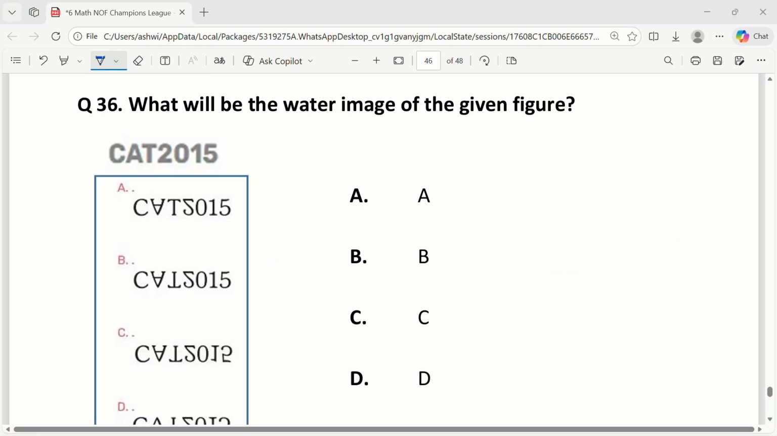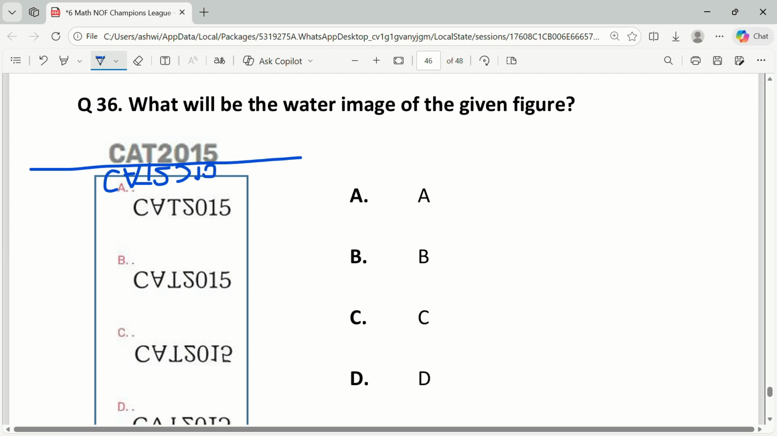Question 36. What will be the water image of the given figure? Water image is the reflection of the image from a horizontal line. This will be C, A, T, 2, 0, 1, 5. Comparing with the options below, it is similar to C, so the answer is C.